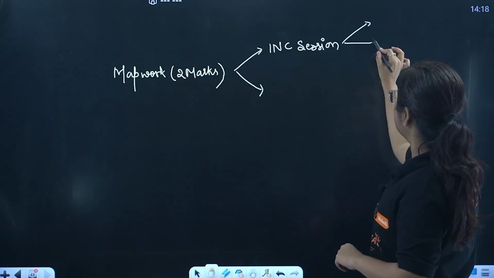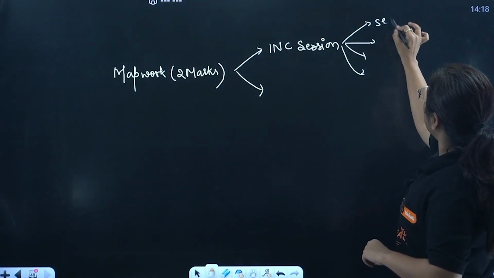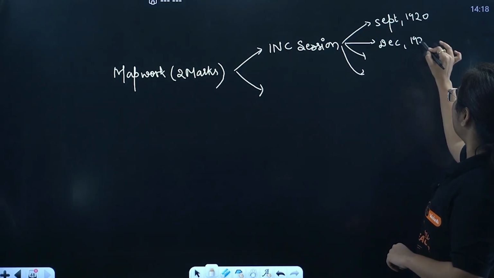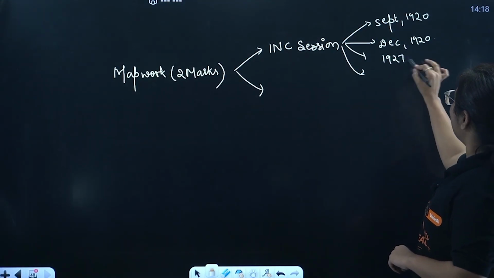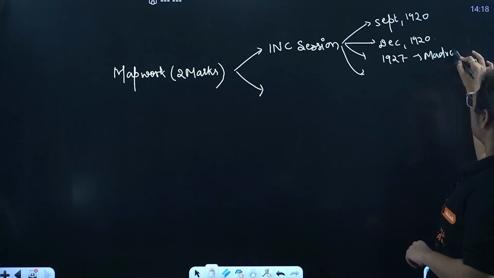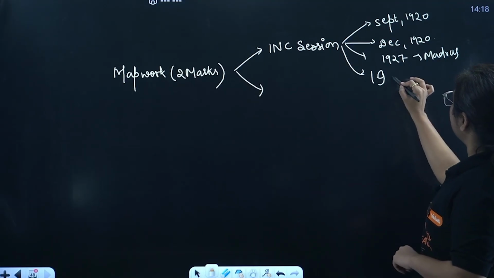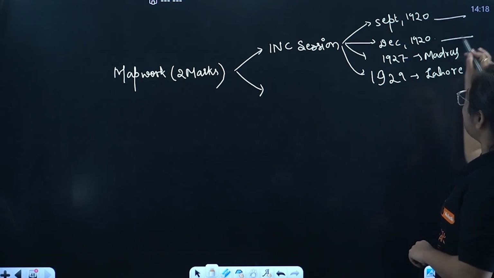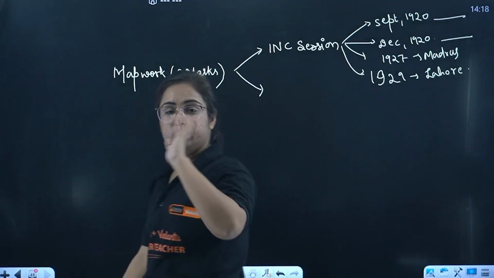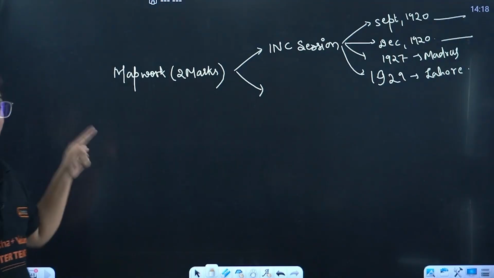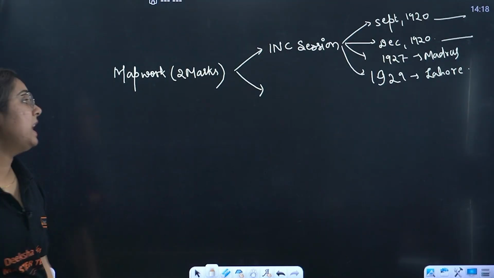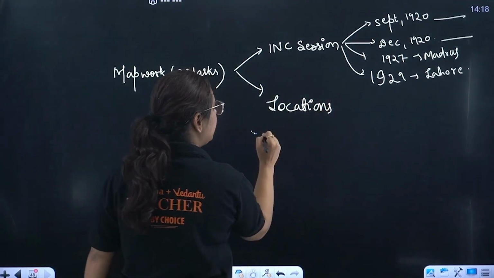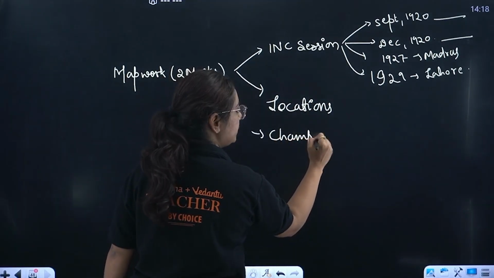They are 4 in number. One of them is September 1920, one of them is December 1920, then we have a session of 1927 and this was in Madras, and then 1929 and this was in Lahore. Why did I not write the sessions of September and December? Because I told you in the session very nicely, you have to figure out whether you remember this or not.